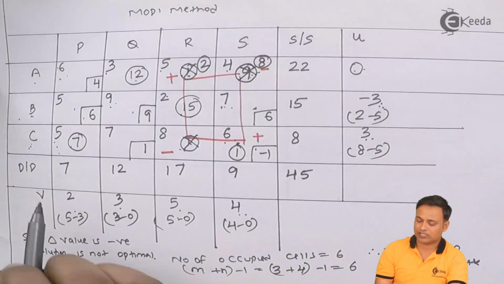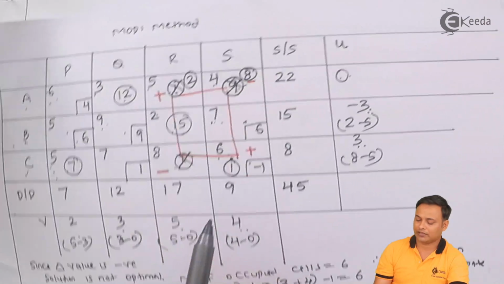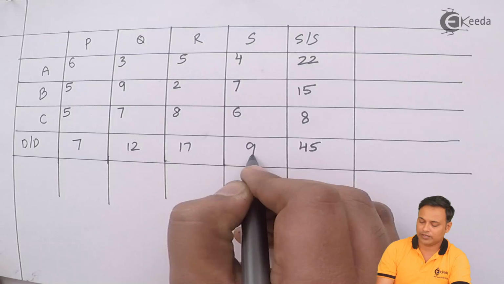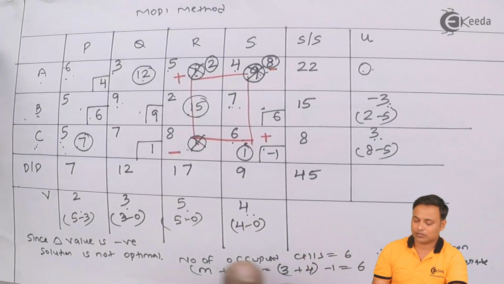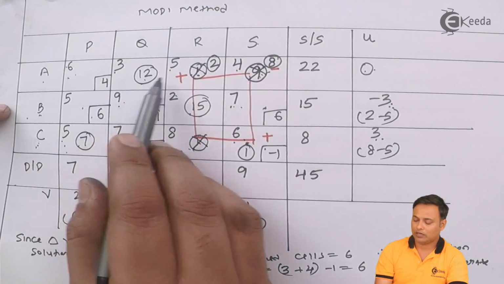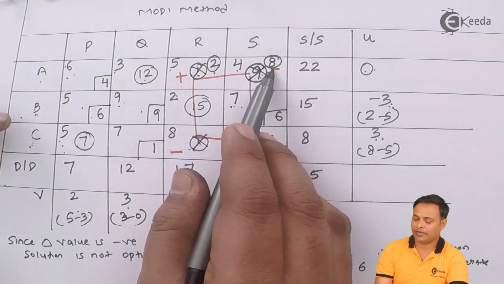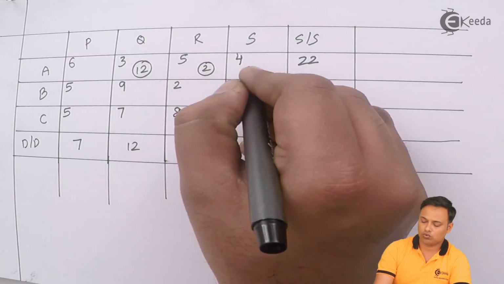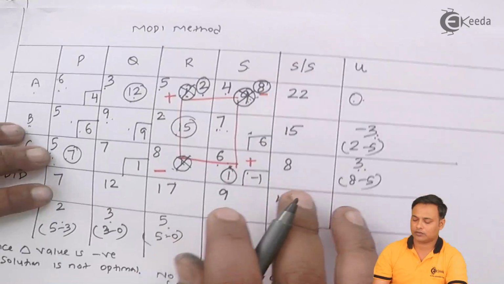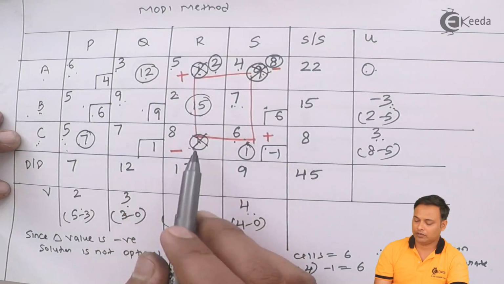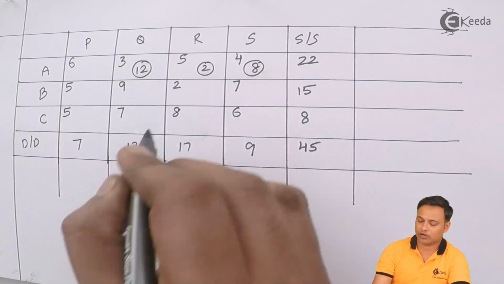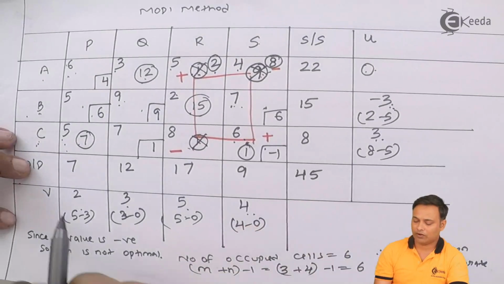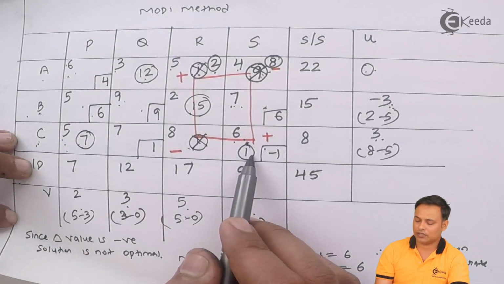And our demand was 7, 12, 17 and 9. And now the allocations which were 12, now this becomes 2 and 8. 12, 2 and 8. Then we have 15 in the second row. Then we have 7 and 1 in the last row.